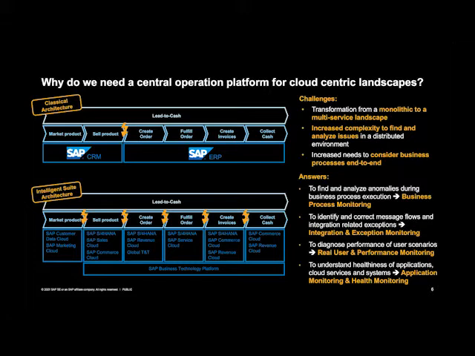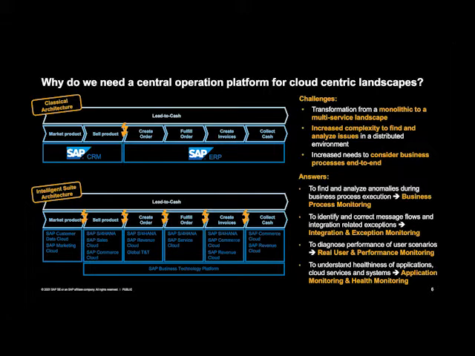So Cloud ALM operations is the answer for this scenario: a tool that helps you analyze any anomalies during your business process execution. Therefore we have use cases like business process monitoring, or trying to find or correct any message flows or integration-related exceptions in your scenarios through your cloud landscape. So there is also an integration use case.